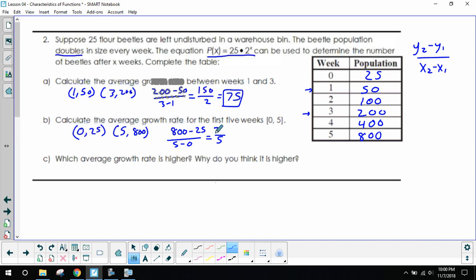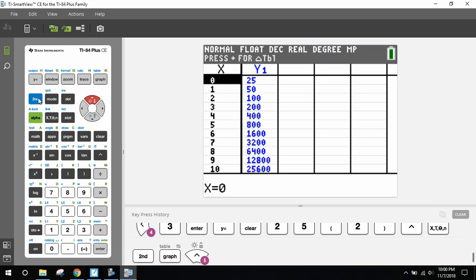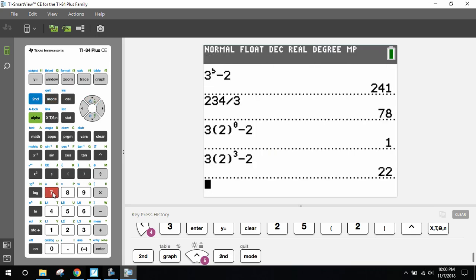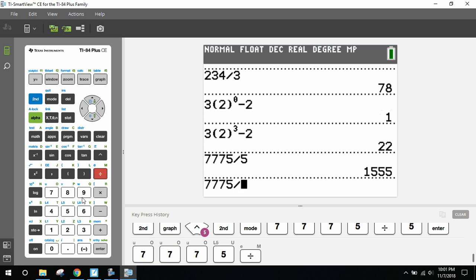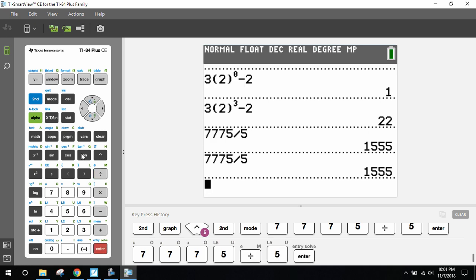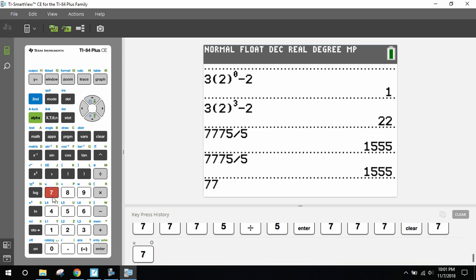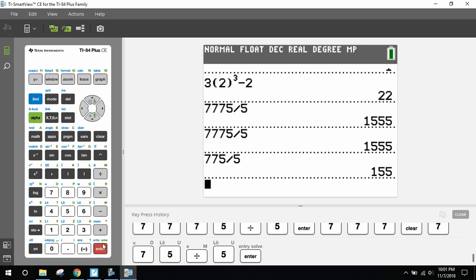I'm going to use a calculator for that. So let's get out of this. 775 divided by 5. Ooh, that's too many sevens. Let's try that again. Why am I putting that many sevens? Look at that, guys. Okay, there we go. Divided by 5, 155.